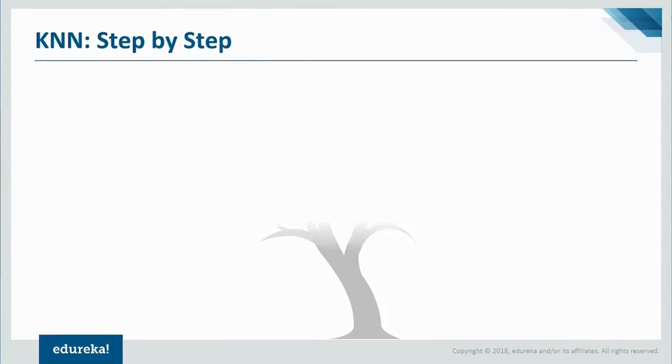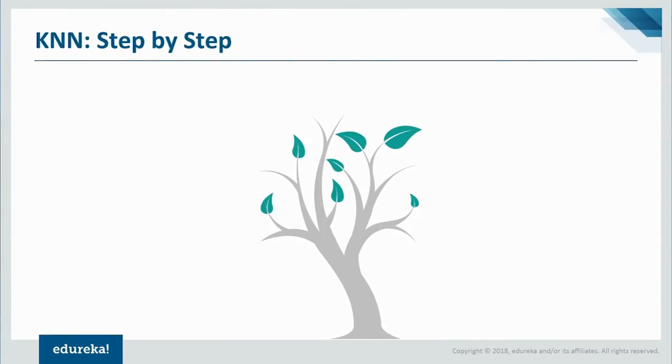Now let's move on and see the step-by-step solution to perform the KNN algorithm. First we'll start by handling the data. What we have to do is open the dataset from the CSV format and split the dataset into train and test parts.